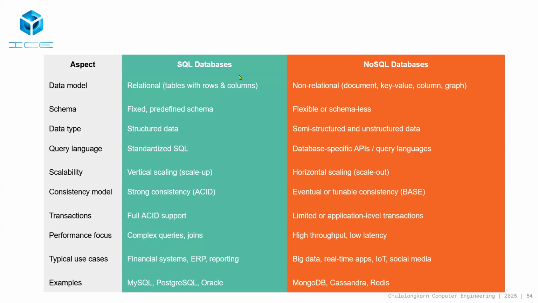A typical use case for the SQL database would be financial systems, ERP reporting, or university registration, and so on, when the information has a particular structure, like you have name, ID, birth date, course information, and so on. But if the information is so sparse, then you probably look at a NoSQL database. The typical use cases for NoSQL would be big data, real-time applications, IoT, or social media, where you probably need to see the nodes and links between them, but you don't need the relationships between all the information.